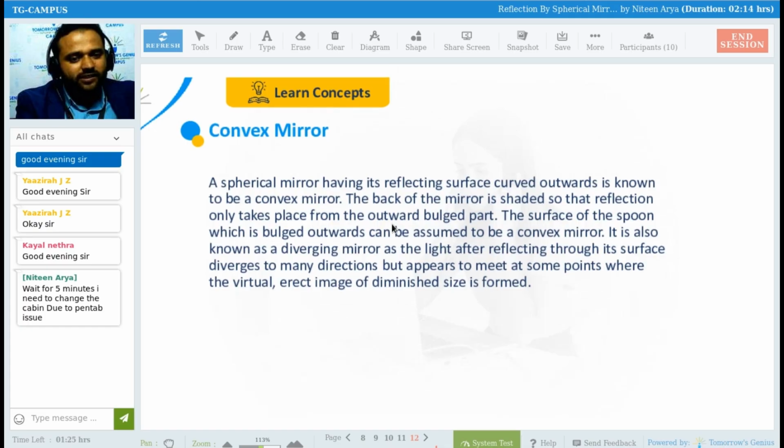Convex mirror, a simple one, as we already know. A spherical mirror having its reflecting surface curved outward is known as a convex mirror. The back of the mirror is shaded so that the reflection only takes place from the outward bulge part. The surface of the spoon, which is bulged outward, can be assumed to be a convex mirror. It can also be known as a diverging mirror, as the light after reflecting from its surface diverges in many directions but appears to meet at some point where the virtual erect image of a diminished size forms.